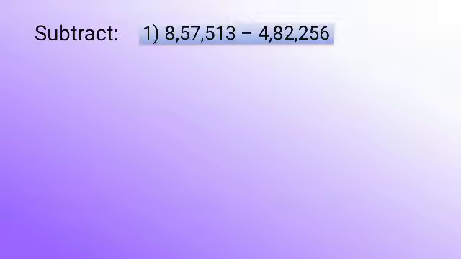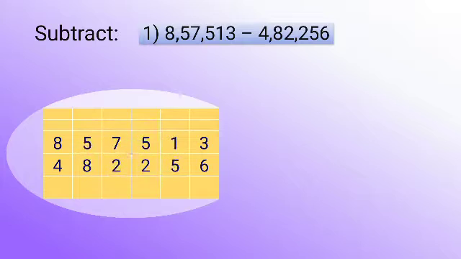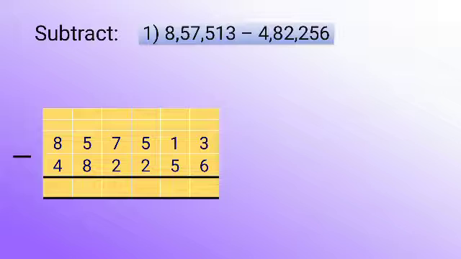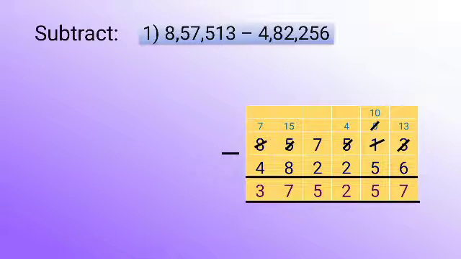Now we are going to talk about the 6-digit number. So 8,57,513 minus 4,82,256. Again I have arranged the numbers as per the place value with the minus sign and underline sign. Now as I told you earlier, smaller and bigger. So in the first unit place, 3 is smaller than 6. What will he do? He will borrow from the next column and becomes 13.